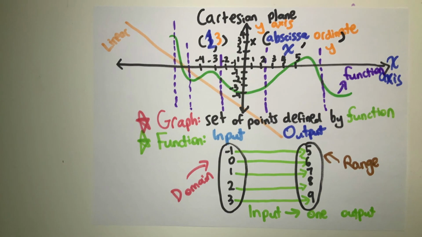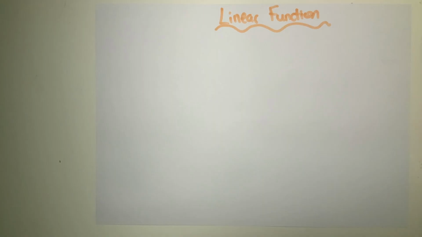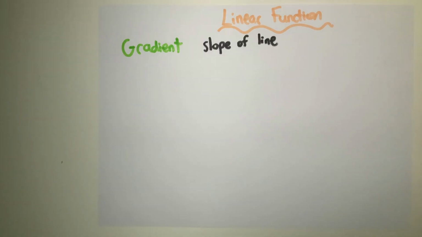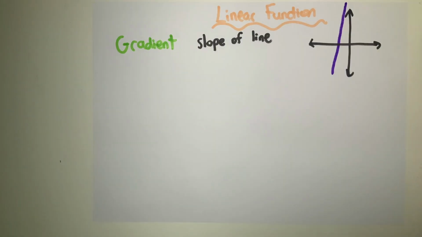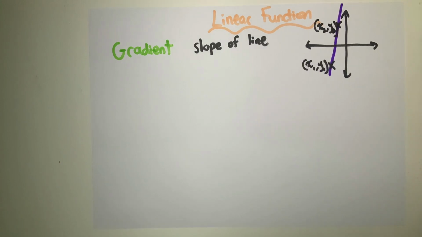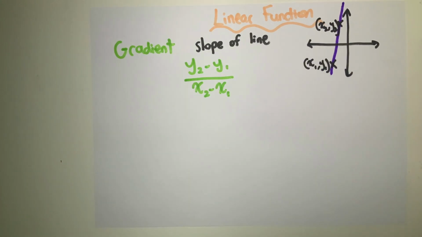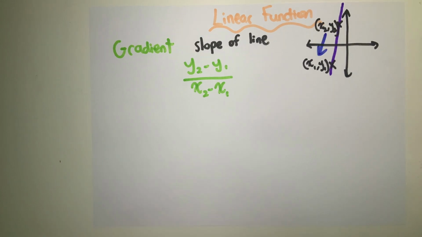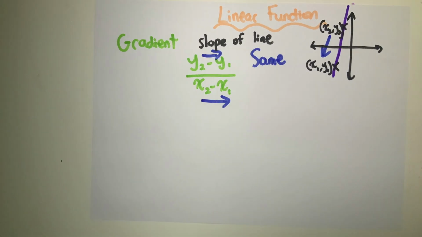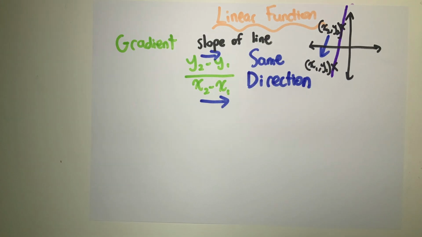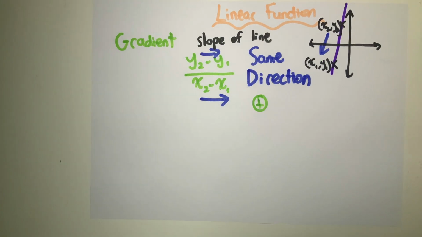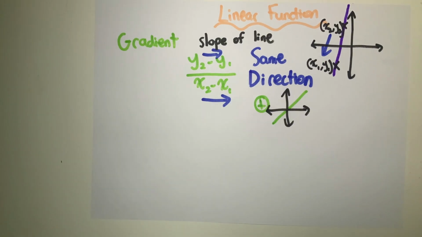There are several aspects of linear functions to keep in mind. First is the gradient. The gradient is the slope of the line, found by taking any 2 points on the graph and dividing the difference between the ordinates by the difference between the abscissas. Note that you must subtract in the same direction. A positive gradient will have the graph going up and towards the right, while a negative will have the graph going down and towards the right.